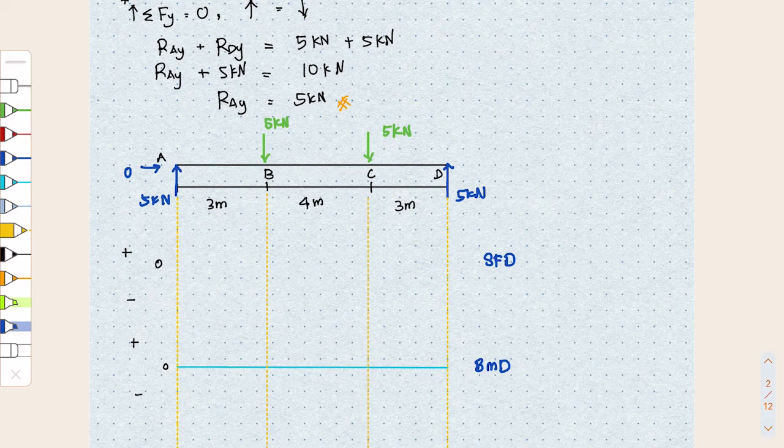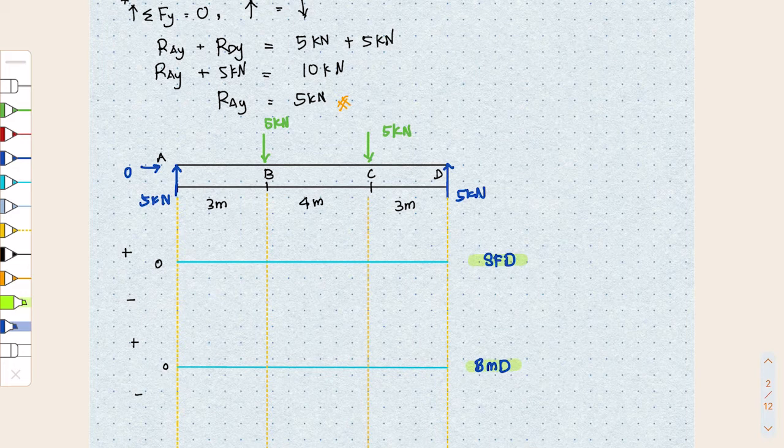A, B, C, D semua ada force atau loading. Okay, A ada reaction, B and C ada loading and D ada reaction. So semua ni adalah force. Nama dia pun 5. Unit dia pun kilonewton, so it's a force lah. Atas ni adalah for shear force diagram which I put here SFD. And below here adalah bending moment diagram or BMD. Okay, tu short form dia.